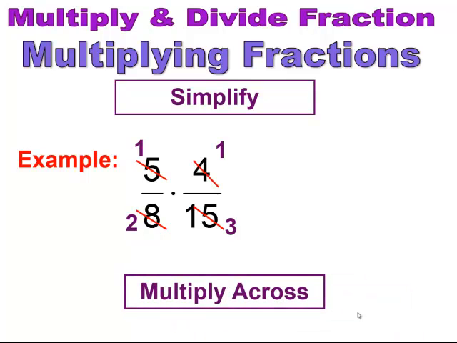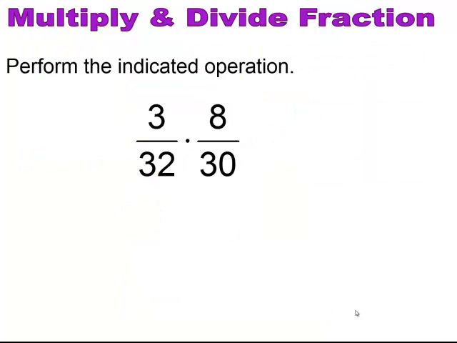And then to multiply, you always multiply across, meaning multiply numerator to numerator and denominator to denominator. So I multiply the numerator to numerator, which is 1 times 1, so I get 1, and then denominator to denominator, 2 times 3, and I get 6. So my solution here is 1/6, and it's a reduced fraction. Pause and try.